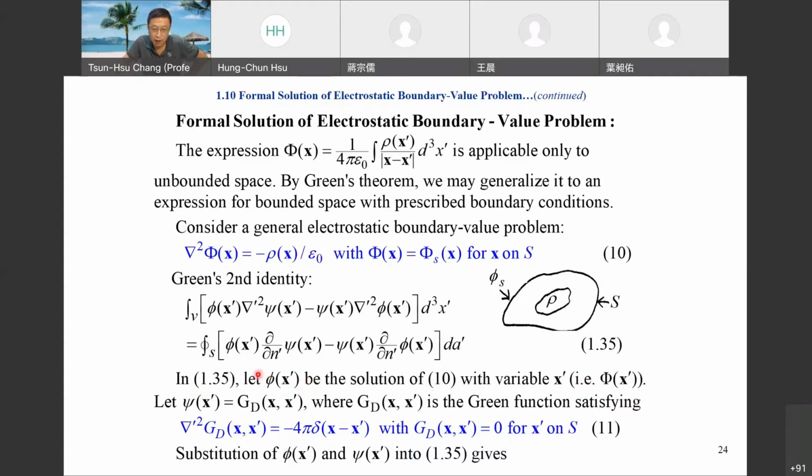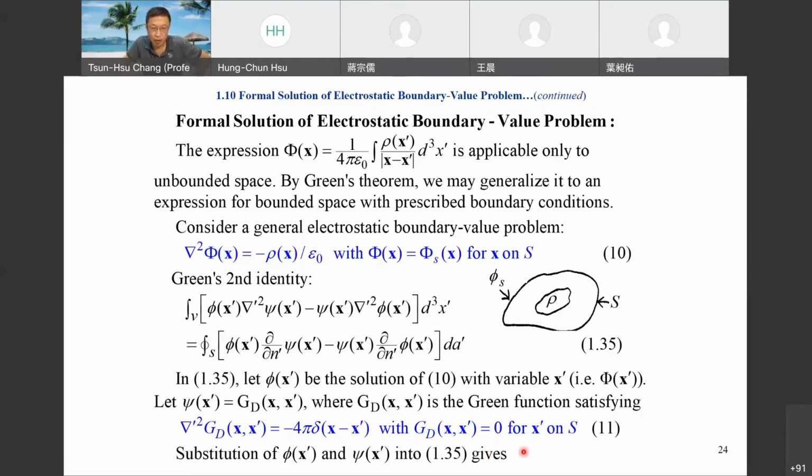We just replace this one with this one. That is, you can change the variable to prime, and substitute this one to here. Then we let psi be the Dirichlet Green function, GD. And this Dirichlet Green function satisfies the Dirac delta function, and on the surface, it's 0. That's given.